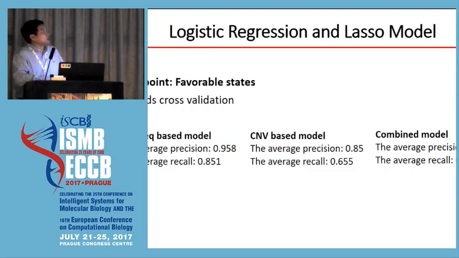Next, we also use logistic regression with the Lasso model for the endpoint of risk status. We use 5-fold cross validation. You can see that for the RNA-seq based model, the average precision is around 95% and the average recall is around 85%. For CNV only models, the average precision is around 85% and the average recall is around 65%. For the combined model, the average precision is around 95.8% and the average recall is around 90%. It's a marginal increase for this integrative modeling.